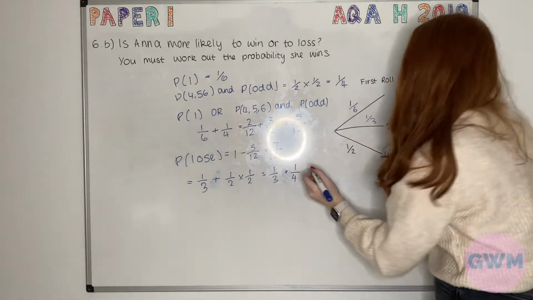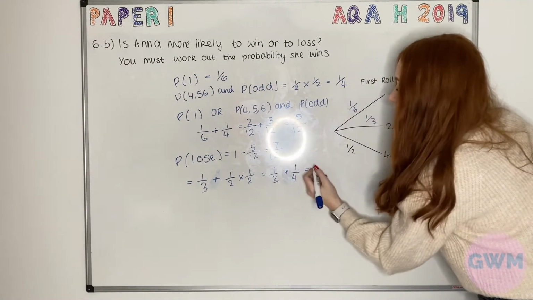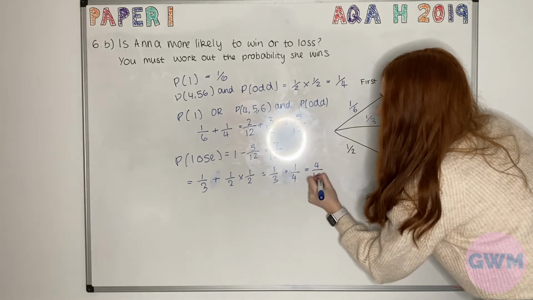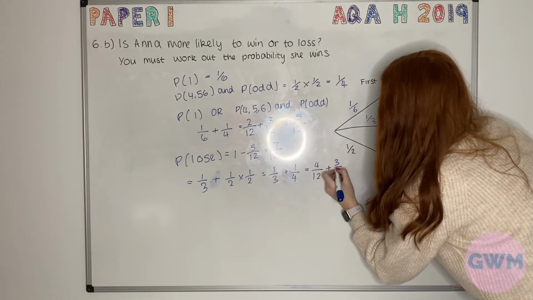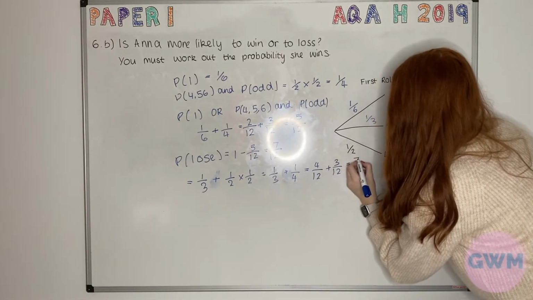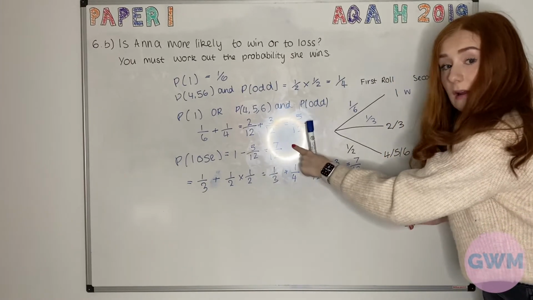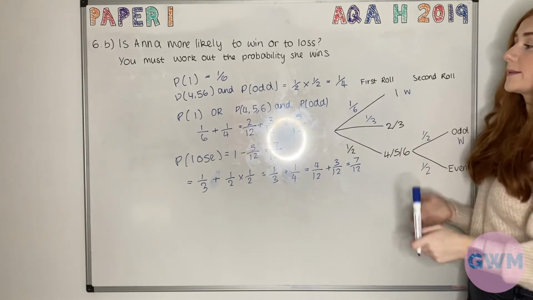Again, these both go into 12. So a third goes into 12 4 times, and a quarter goes into 12 3 times. So that's 7 over 12, which is what we worked out here. So that's just showing that we are correct.